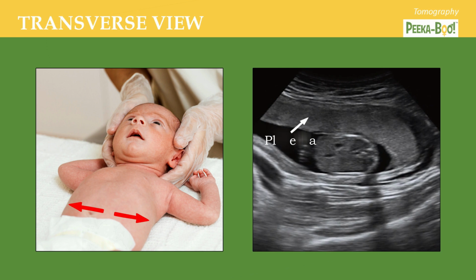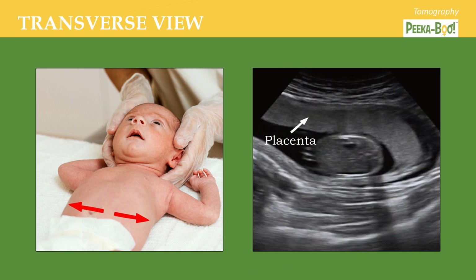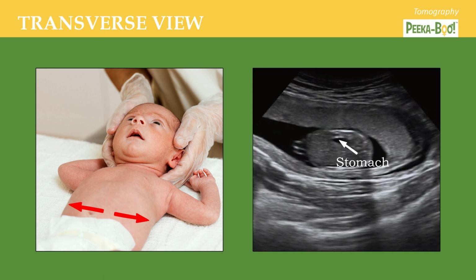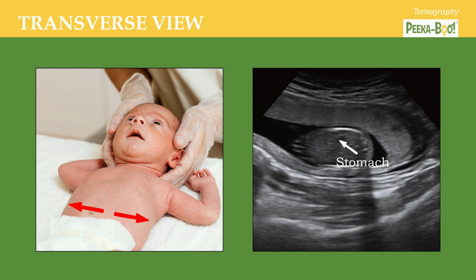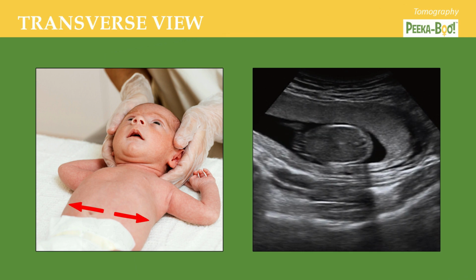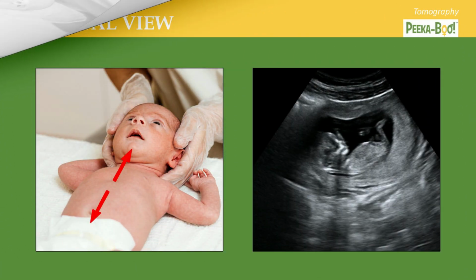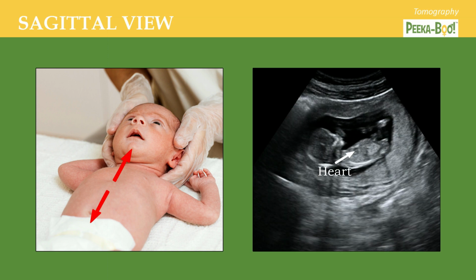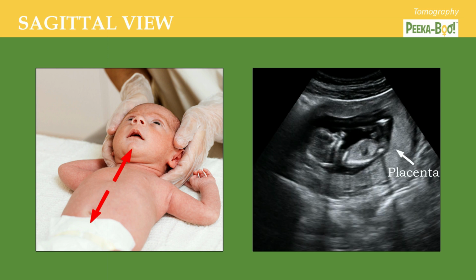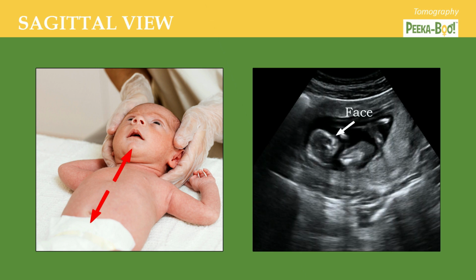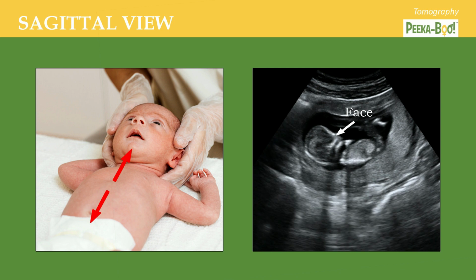This is a transverse view of a fetal abdomen. Imagine that you are at the baby's feet looking up towards its head through the abdomen. This is how the abdominal area would look from that cross-section slice. This is a sagittal view of the fetus. Imagine that you are looking through the baby from its right side. This is how the baby's profile would look from that longitudinal or sagittal slice.